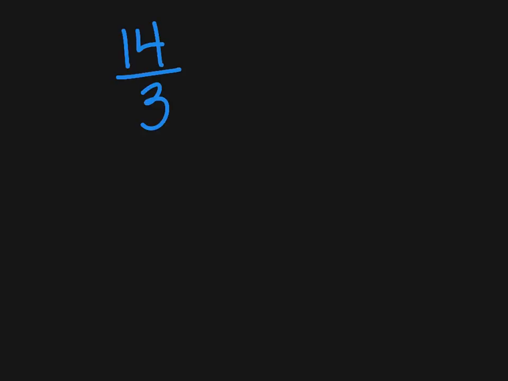14 thirds. We know that 14 thirds is an improper fraction because the numerator, or the number on top, is greater than the denominator, the number on the bottom. This also means that our fraction is greater than 1.